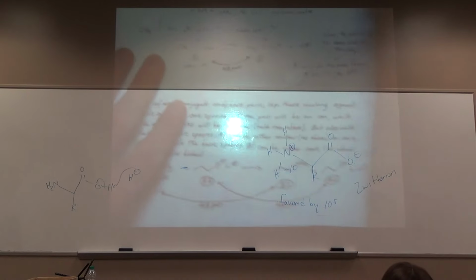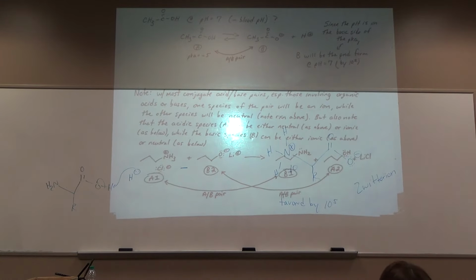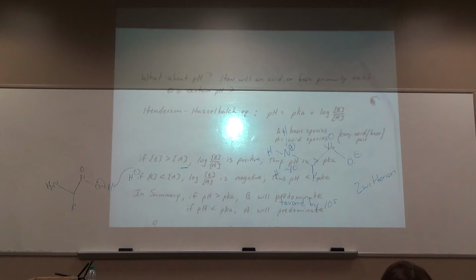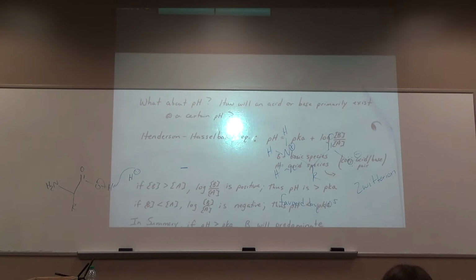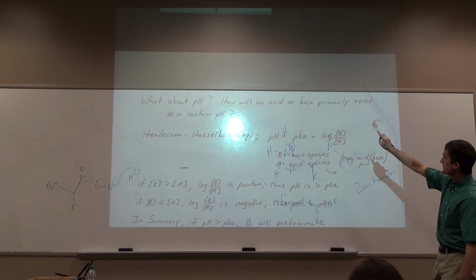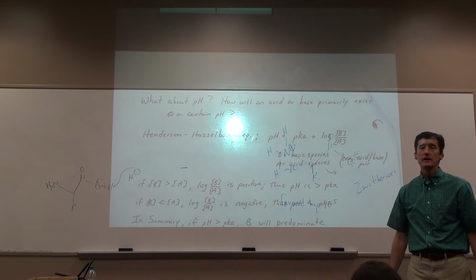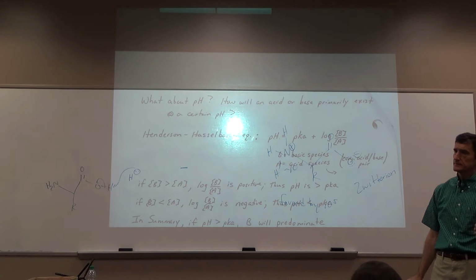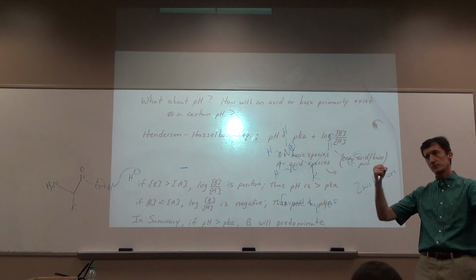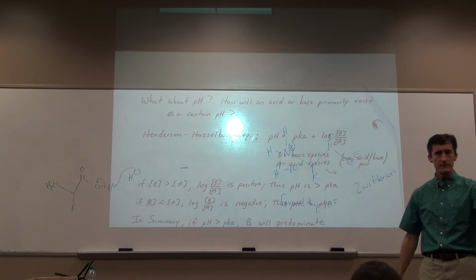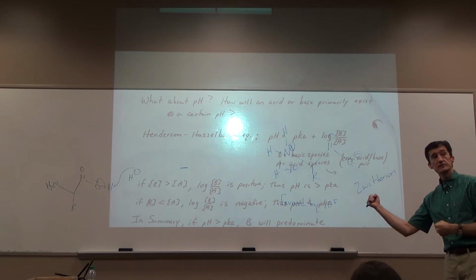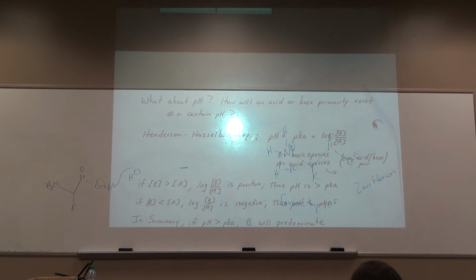Okay, how does pH play into things? How will an acid or base primarily exist at a certain pH? You've got to keep in mind, whenever you do acid-base chemistry, you have an acid and its corresponding conjugate base. Then you have a base and its corresponding conjugate acid. These are the two forms.